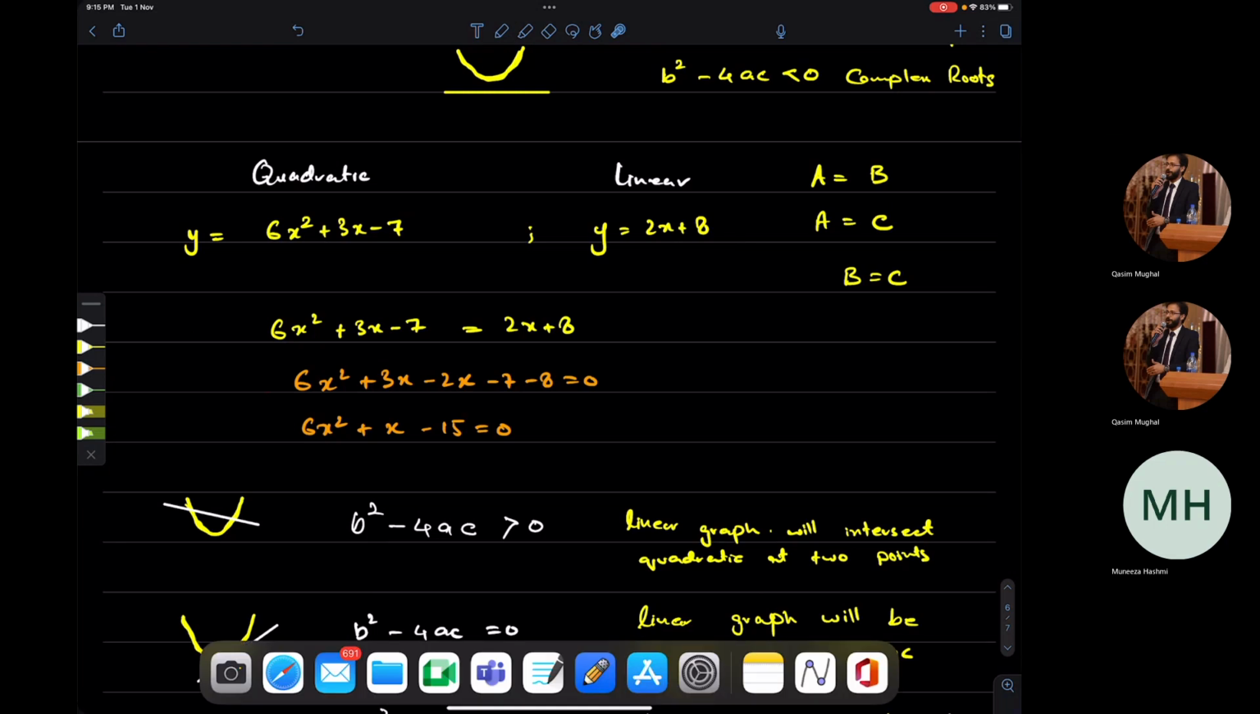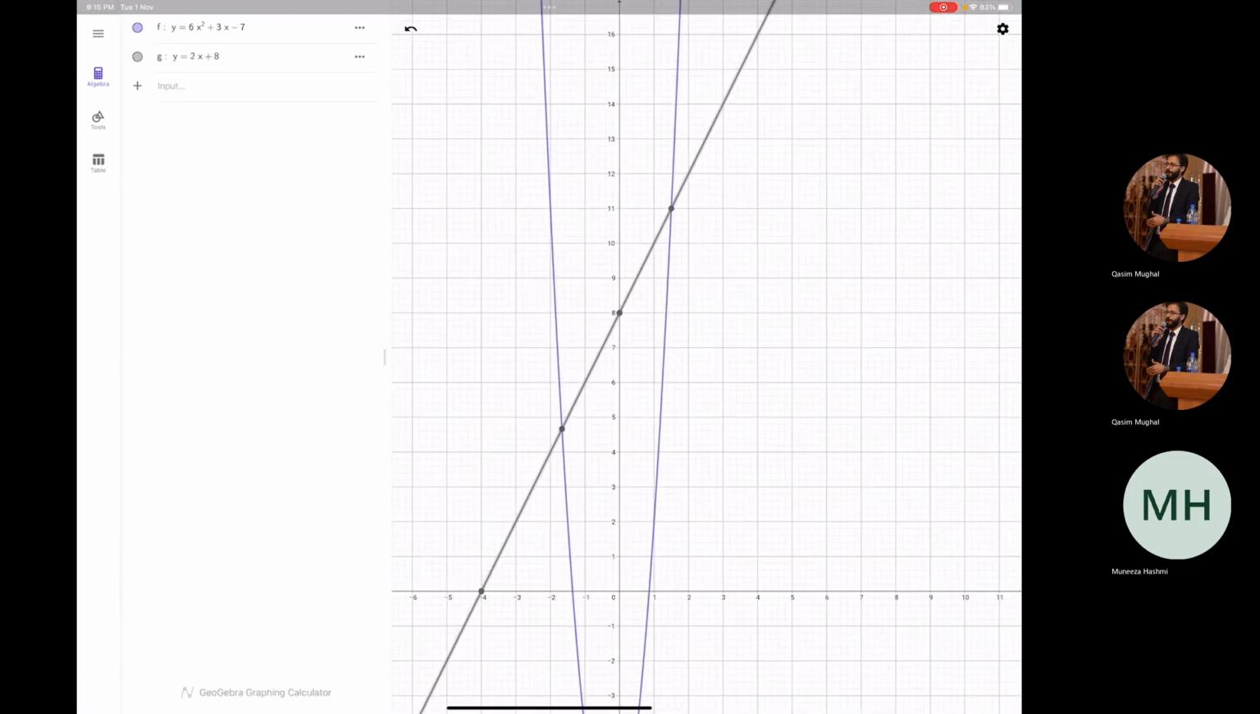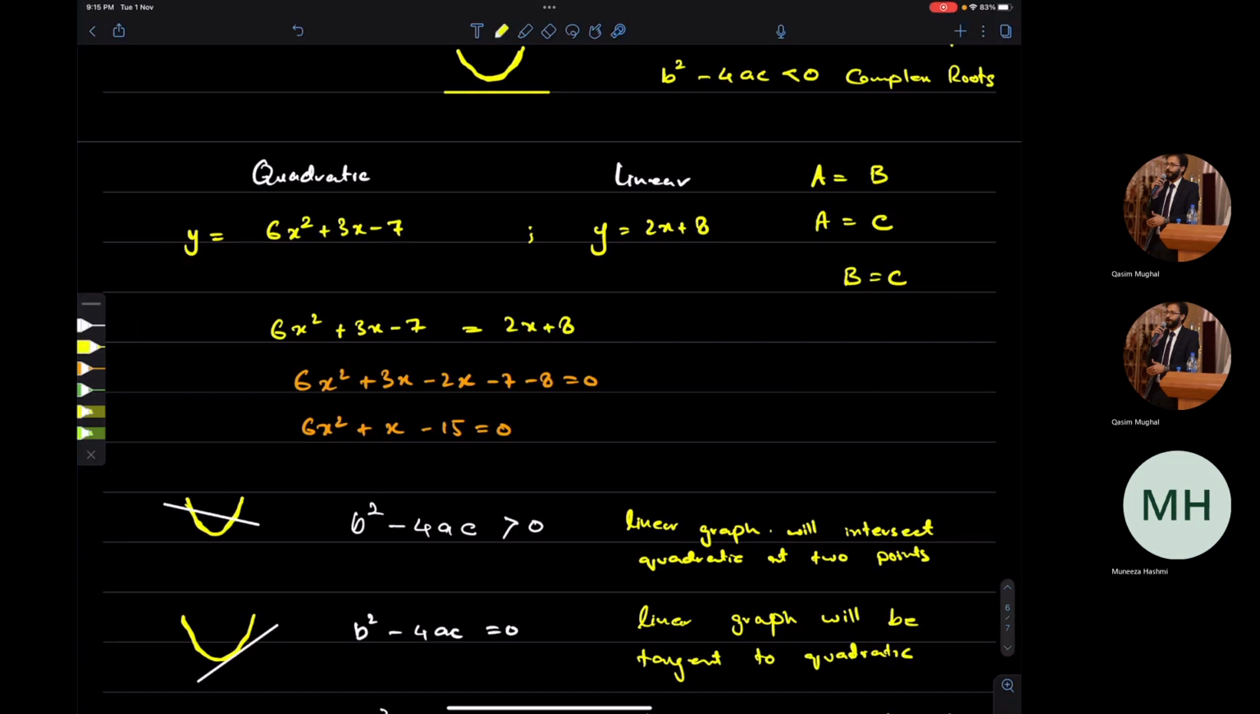All right, now the next is y equals 2x plus 8. Now you can clearly see that the graph is intersecting at two different points, over here and over here. I would like you to note down these points, please. One is 1.5 and 11. All right, I'm going to put it down here. So the intersection, wait a minute, I'm just going to go and check it.